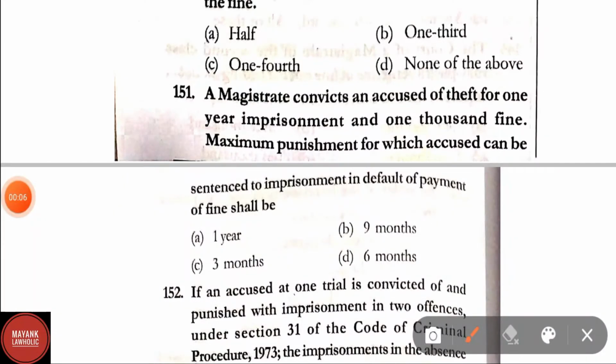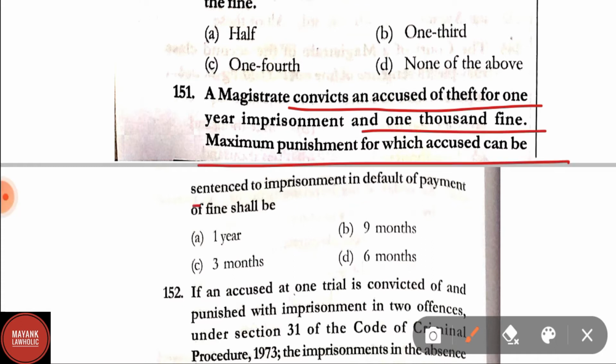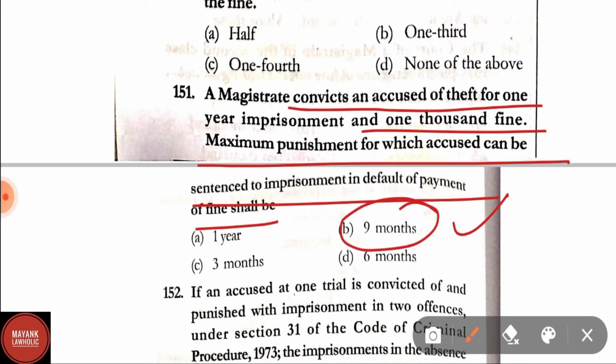Question number 151. A magistrate convicts an accused of theft for 1 year imprisonment and 1000 rupees fine. Maximum punishment for which the accused can be sentenced to imprisonment in default of payment of fine shall be: option A 1 year, option B 9 months, option C 3 months and option D 6 months. Correct answer here is option B, that is 9 months.